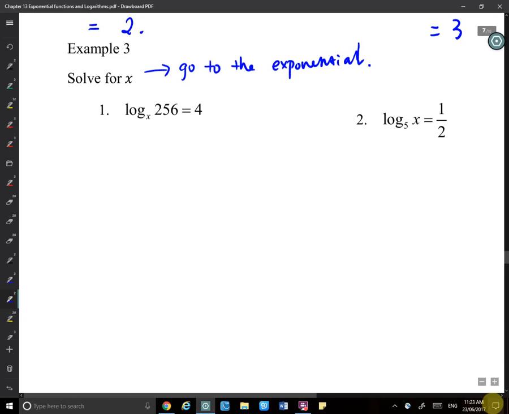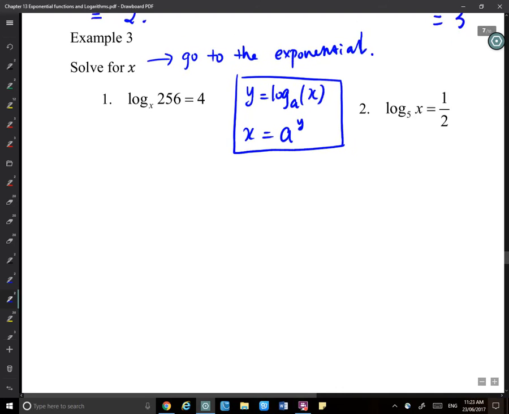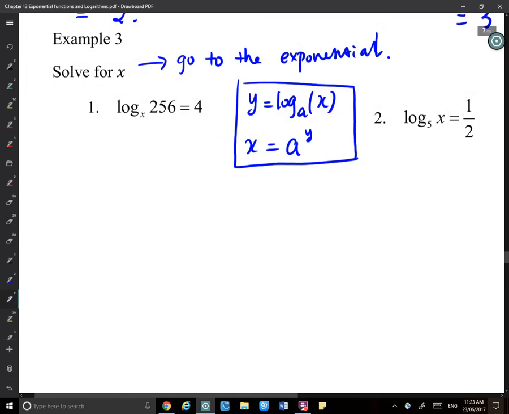So any log function will be done by going back to exponential functions. So for example, if we have y equals log a x, x will equal a to the power of y. We use this fact to solve all the equations of log. So log x 256 equals 4. So it's x to the power 4 equals 256.